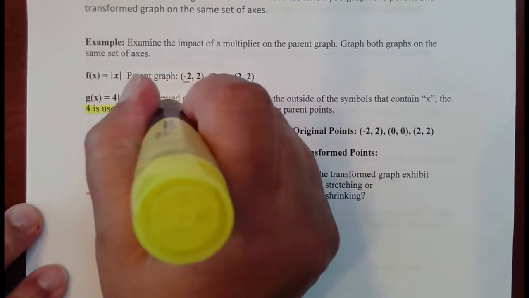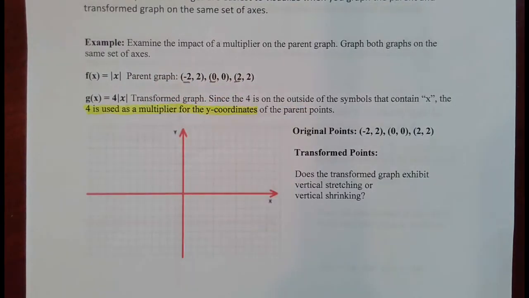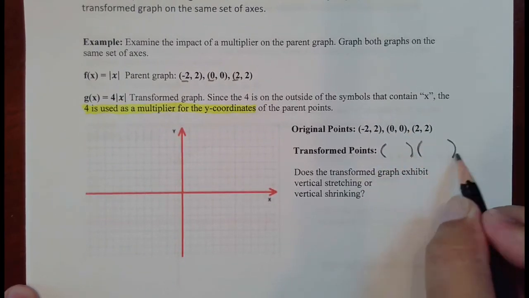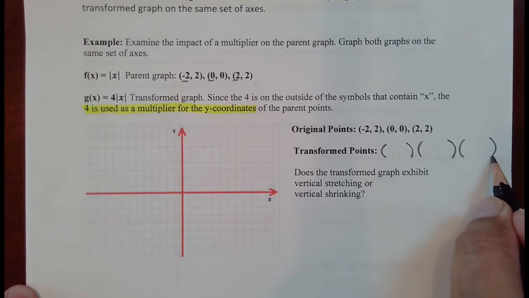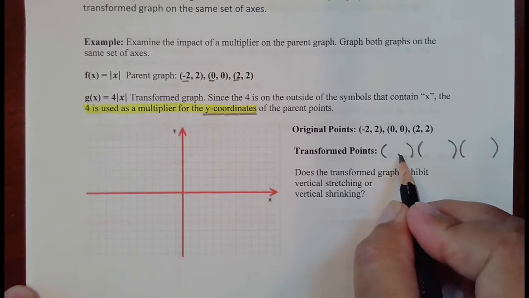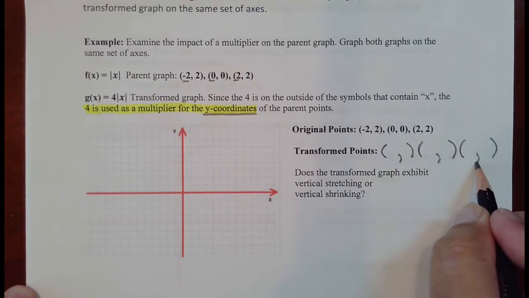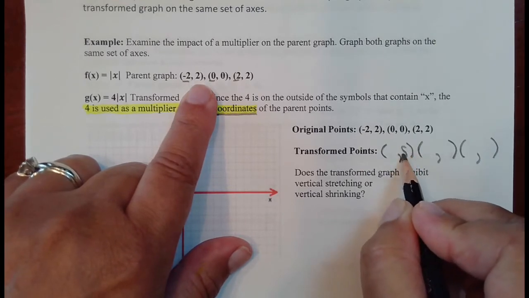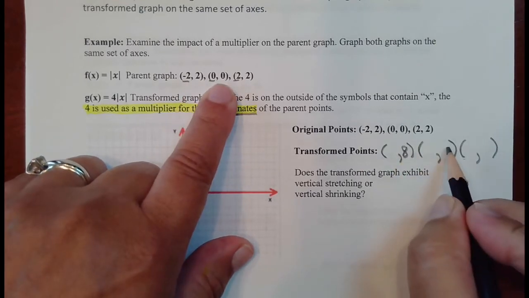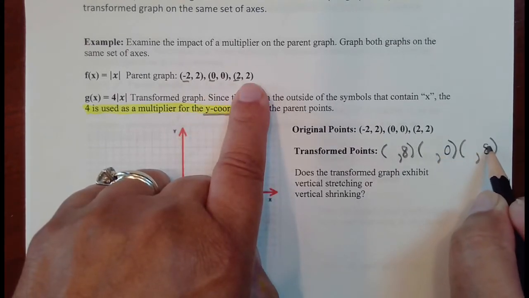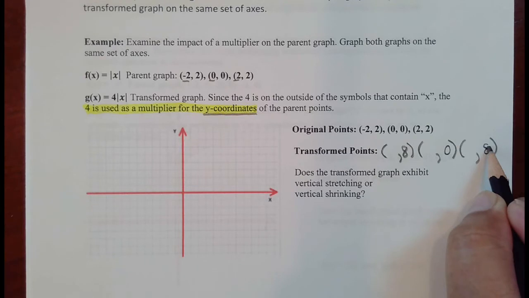So transformed points will now look like this. Let's get 3 points based off of the 3 points in the parent graph. Remember, we're affecting the y coordinates through the multiplier, so I would just concentrate on doing that first. Okay, so let's see. The y coordinates are 2 multiplied by 4. That would be 8. 0 multiplied by 4 would be 0, and 2 multiplied by 4 would be 8. You have not been told to do anything to the x, so those remain as is: -2, 0, and 2.